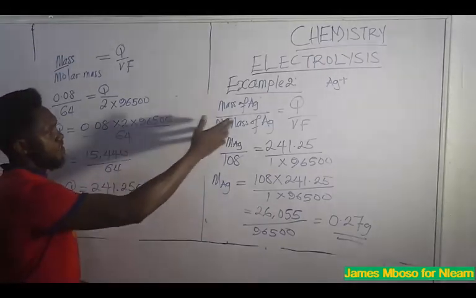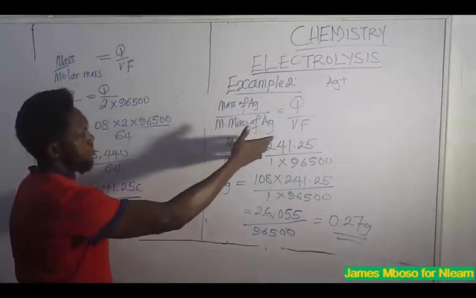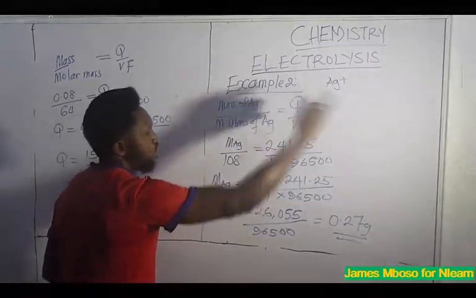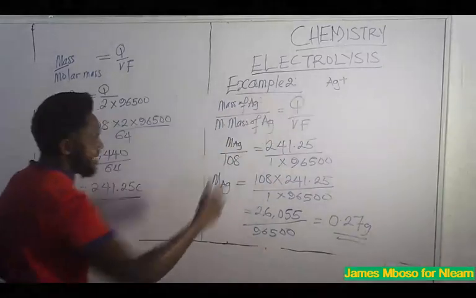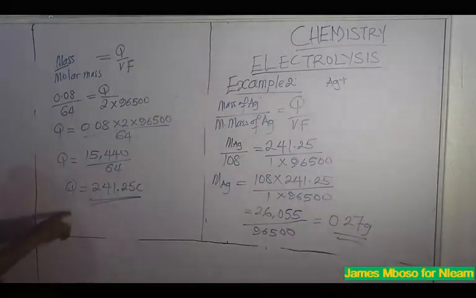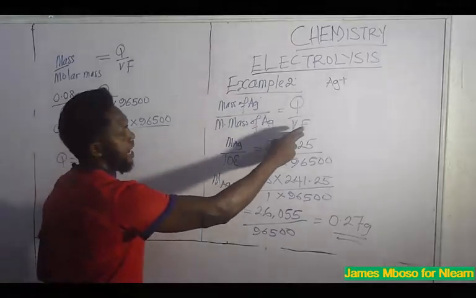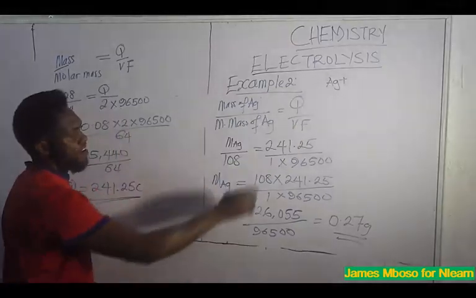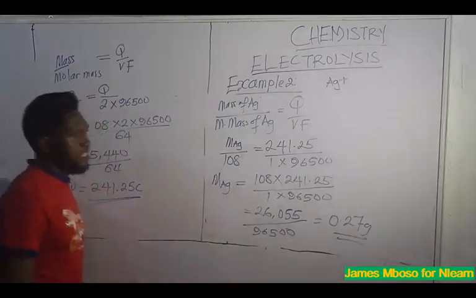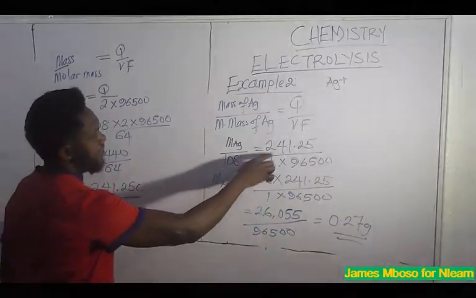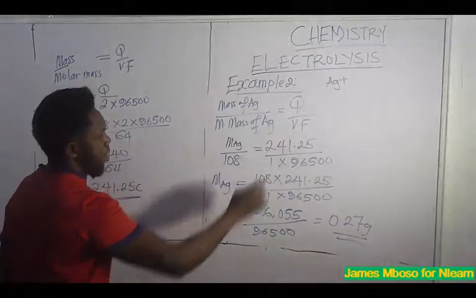The mass of silver over molar mass of silver will give us the quantity. This Q is not a new Q you are looking for. We have calculated the Q as 241.25 coulomb all over V times Faraday. Now our Faraday is a constant which is 96500 and our valency of silver is 1.